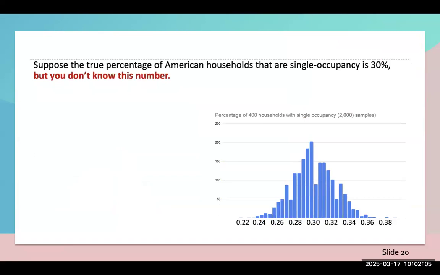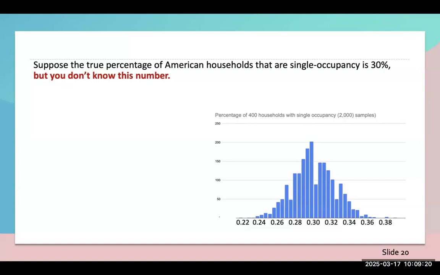Now, suppose the true percentage of American households that are single occupancy is really 30%, but you don't know this number. When we ran the simulation, we knew this number, and we got this normal distribution. But let's say that we didn't know that number. That's the whole goal of statistics, is to find this number. But if we don't know it, how can we find it? So we can't run a simulation.